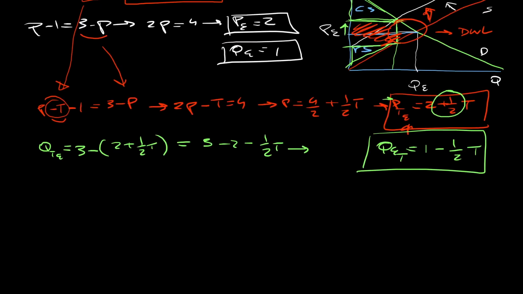So the next question is to find the tax revenue. Tax revenue is the same thing as quantity times price. In the specific case of the government, it's quantity times the tax.